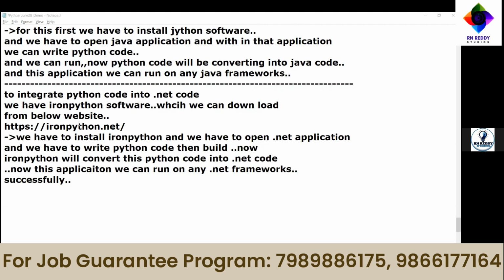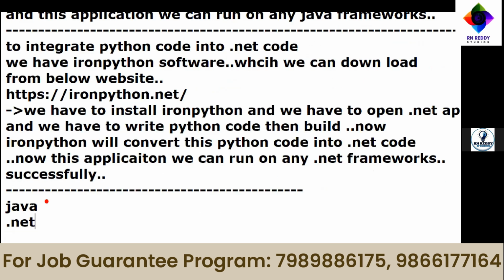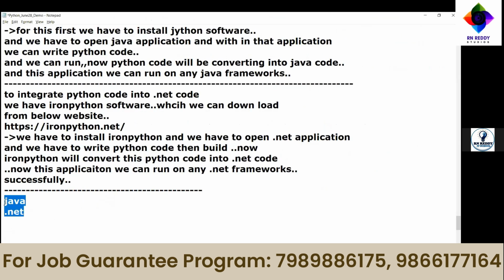What is .NET code? Somebody is asking, Babu. Like Java, we have one more software called .NET. In .NET, we write the code by using the C# language. It is another software platform like Java that we use to develop applications. That is called .NET. The Sun Microsystems platform is Java. The Microsoft platform is .NET. Both we use to develop applications.